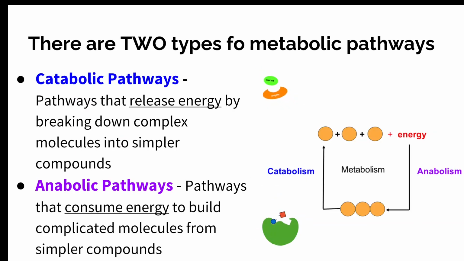All right, now in organisms, there are two types of metabolic pathways. The first one is called the catabolic pathway, and these are pathways that are going to be releasing energy by breaking down complex molecules into simpler compounds. We have a lot of catabolic pathways inside of our own bodies, mammals especially. Anything that is warm-blooded is going to have a lot of catabolic pathways. And this is actually where a lot of our internal temperature comes from.